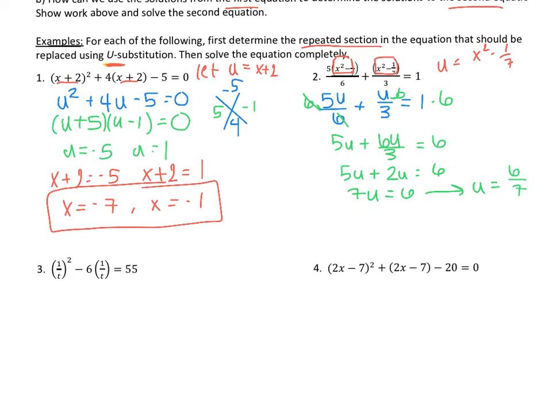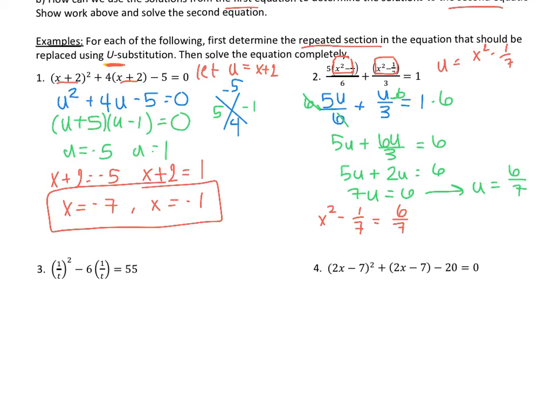Okay, so I have a solution for u. That is not my final answer. Remember, we were solving this original equation for x, but I do have u representing x² - 1/7. So now I will plug x² - 1/7 back in for u, and instead of u = 6/7, it is x² - 1/7 = 6/7.